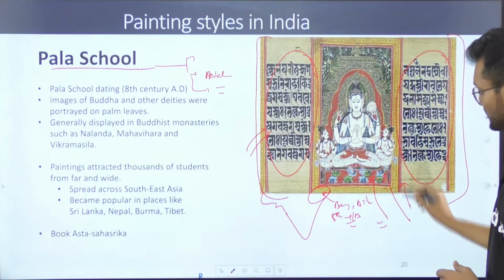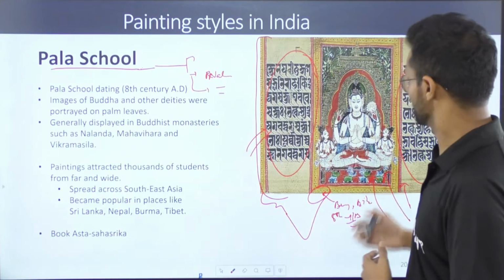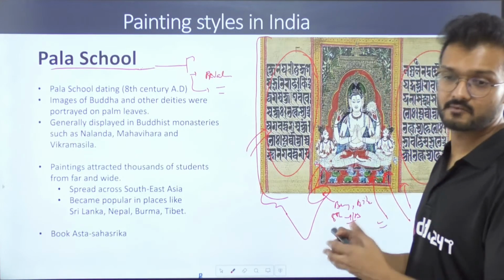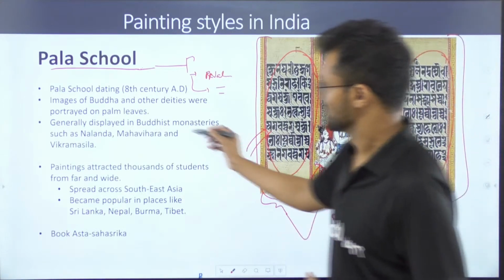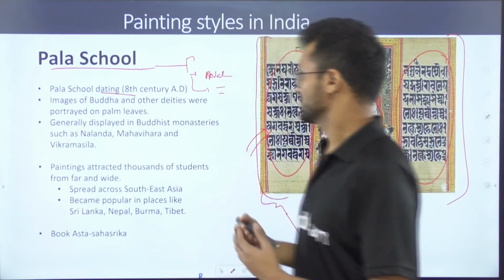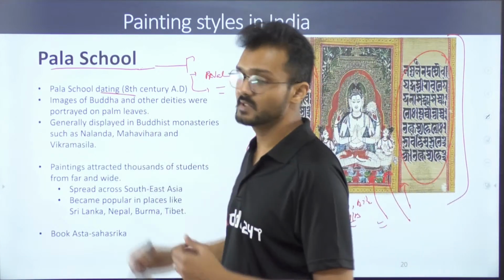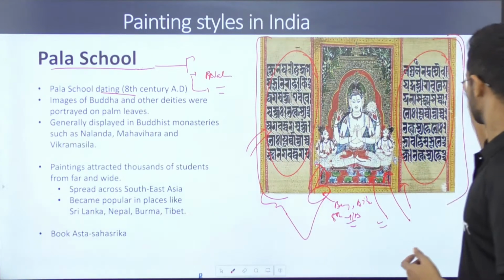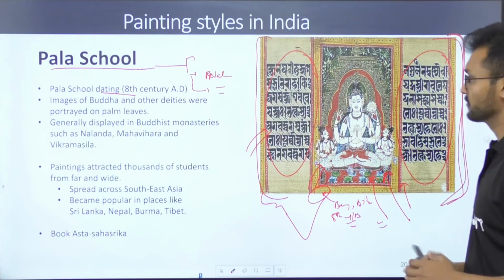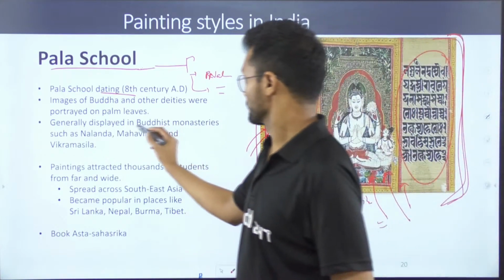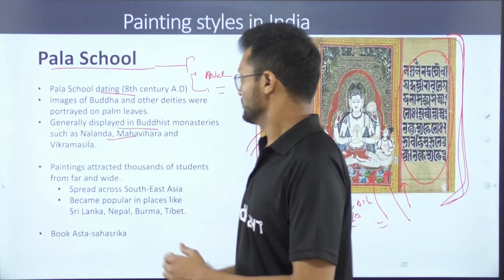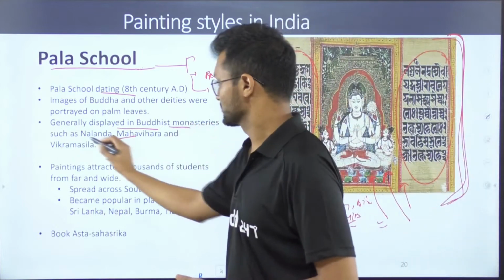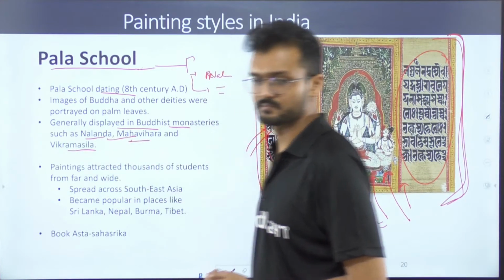These images were none other than the paintings of Buddhism. And the first time we see that miniature painting developed. Okay, so the Pala school dates from the 8th century AD, and the images of the Buddha and other deities were portrayed on palm leaves. So these literatures or books were made on palm leaves. And these paintings were developed in the monasteries of Nalanda, Mahavira, and Vikramshila.